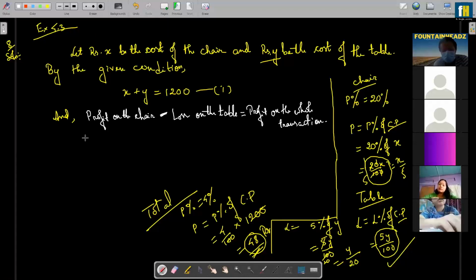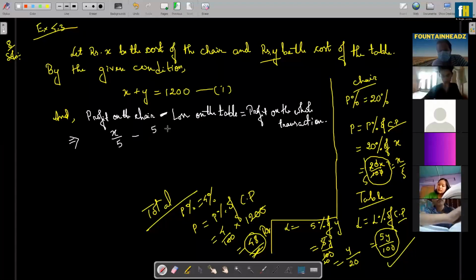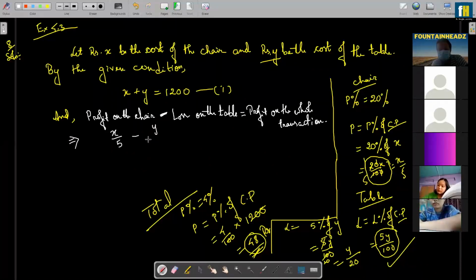Profit on the chair is X by five. Loss is five Y, two Y gram, Y by 20. Profit on the whole transaction.